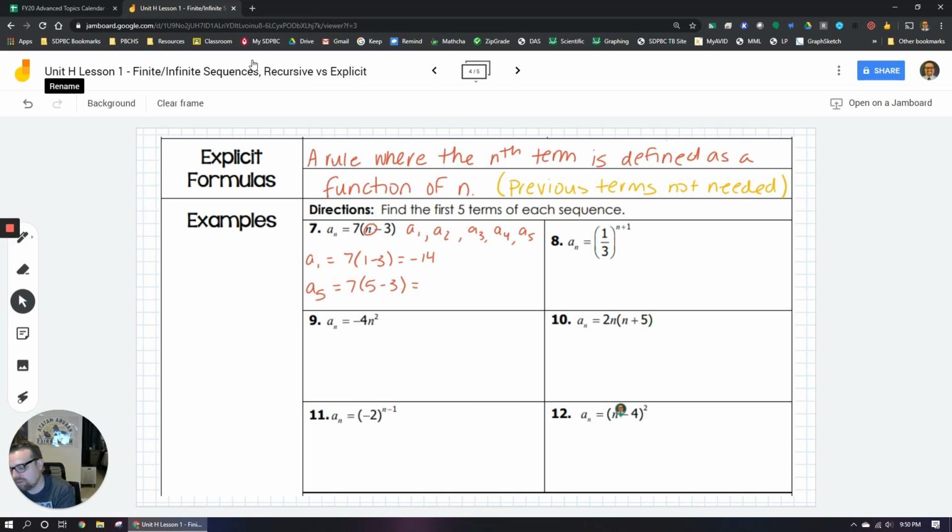So there's going to be some other numbers in between, but this sequence is going to start at negative 14 and then work its way up to 14 and beyond. It's going to keep going. Okay. Let's do another example.